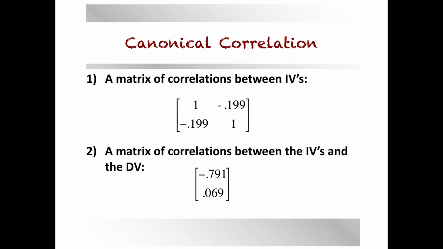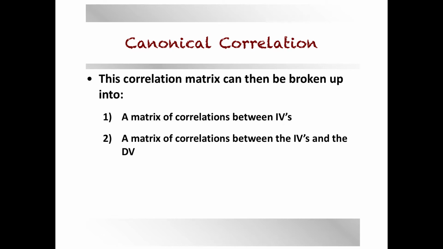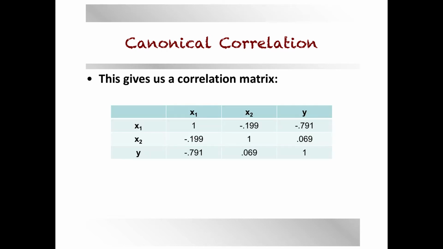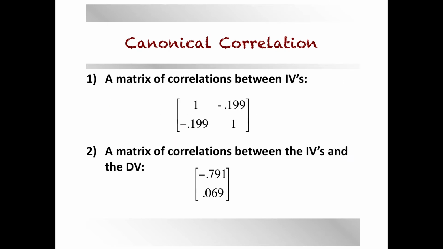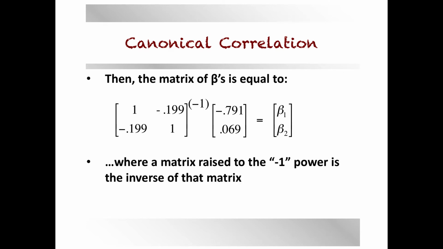I'll give you one flip here. If you're looking for the 1, negative 0.199, negative 0.199, and 1 matrix, if you go back here and flip back here, that's the top left, right? That's the matrix of IVs with each other. And so you do include the ones there. The matrix of correlations between IVs and DVs, negative 0.791. That's only one DV, so you only have one column in your correlation matrix here in section 2.